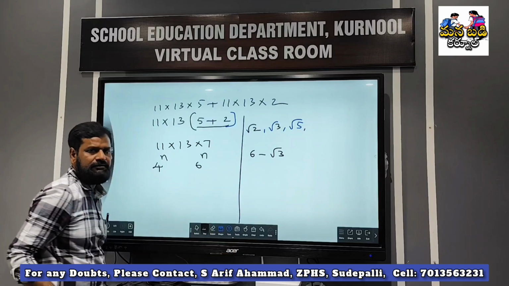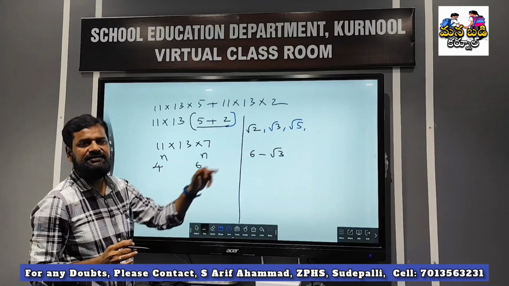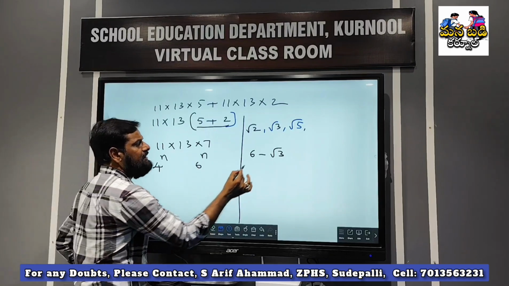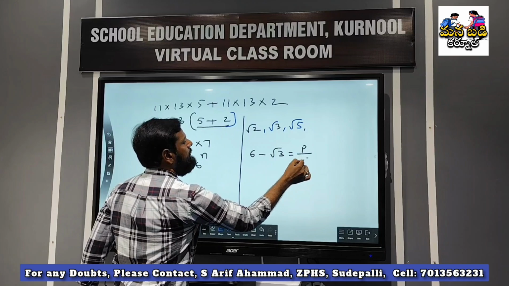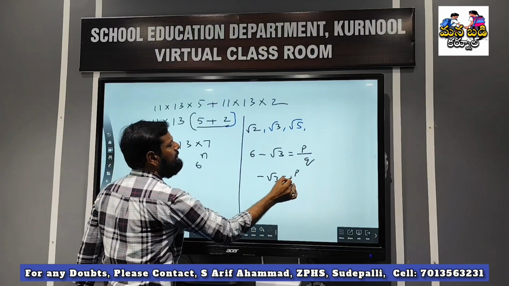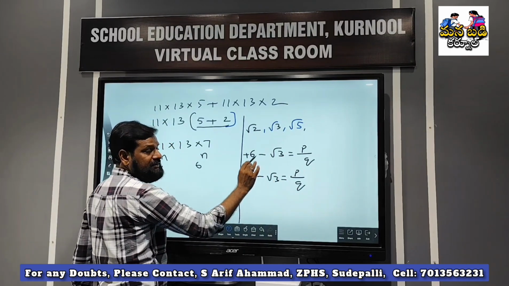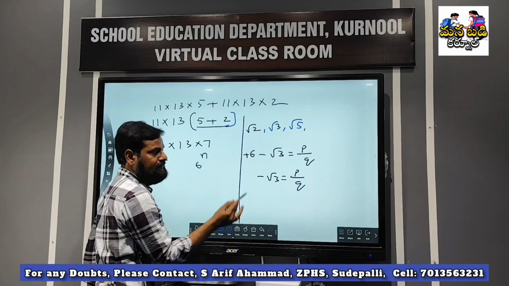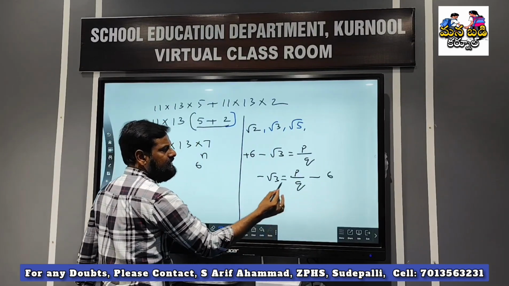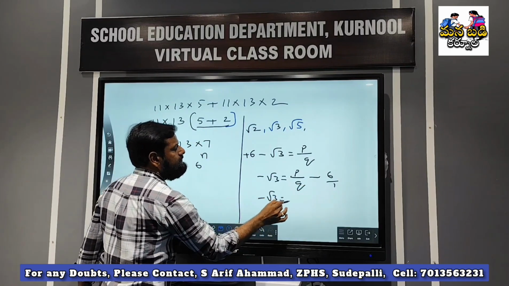These type of problems, show that 6 minus root 3 is irrational. Compared to these problems, this is very easy. We just assume that it is not an irrational number, it might be rational. 6 minus root 3 is equal to P by Q. Sometimes some students write plus 6 here, where minus is there. Before the symbol is plus, so obviously it becomes minus.